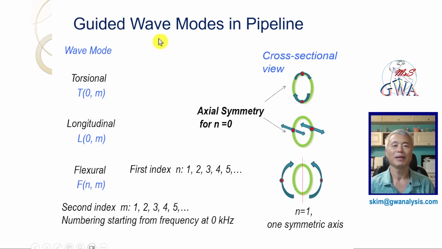Three guided wave modes in pipelines are marked using the first letter T for torsional, L for longitudinal, F for flexural mode. The wave modes are written with two indexes of N and M. The first index N is the number of symmetric axes in pipe cross-sectional view. The torsional and the longitudinal mode have 0 for first index. They are axial symmetric modes, and their particle displacements are the same at any angle of a pipe cross-section. But all flexural modes are non-axial symmetric modes starting from the number 1. The second index M is a numbering order starting from 0 kHz over frequency.